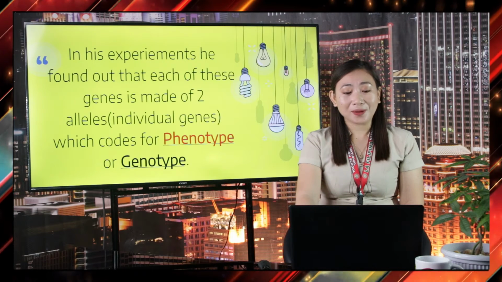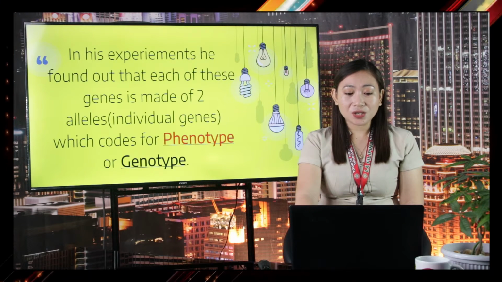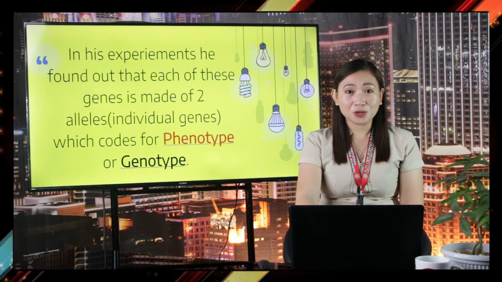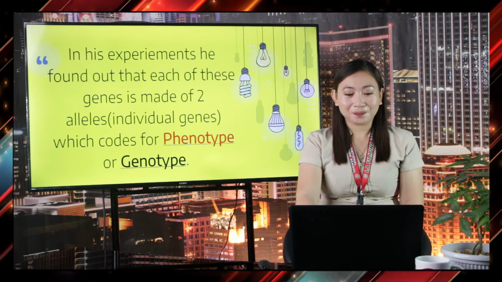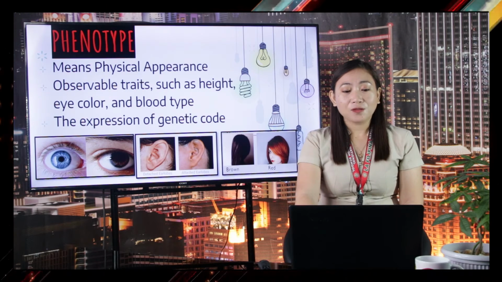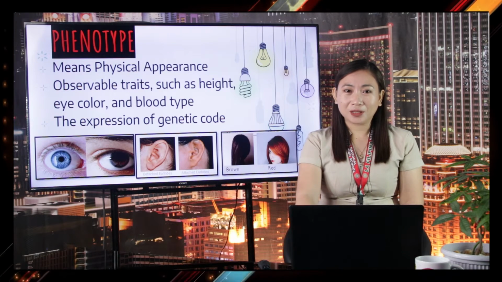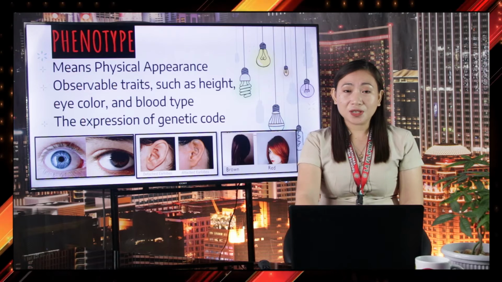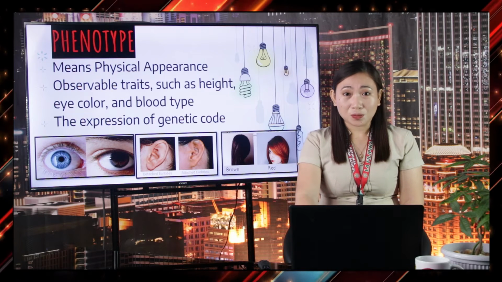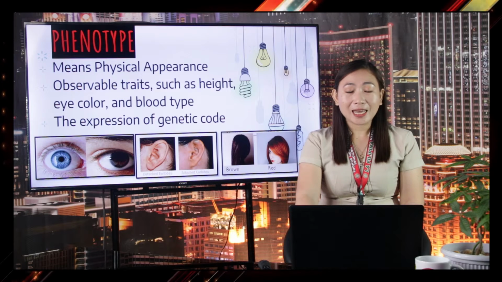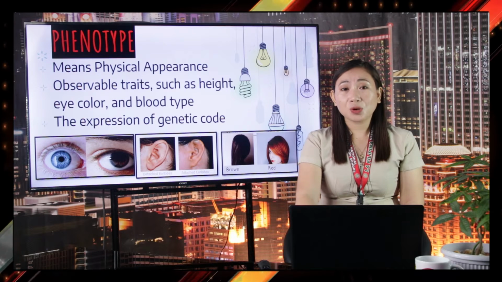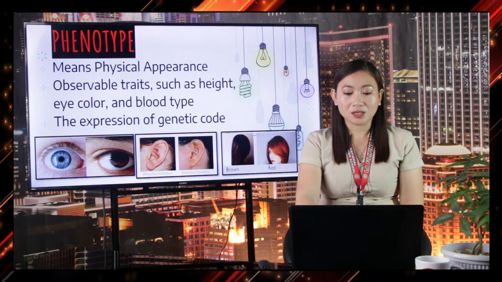In his experiment, he found out that each of these genes is made up of 2 alleles, which code for phenotype and genotype. Phenotype. What do you mean by phenotype? Phenotype means physical appearance. These are observable traits such as height, eye color, and blood type. These are also expressions of genetic codes.